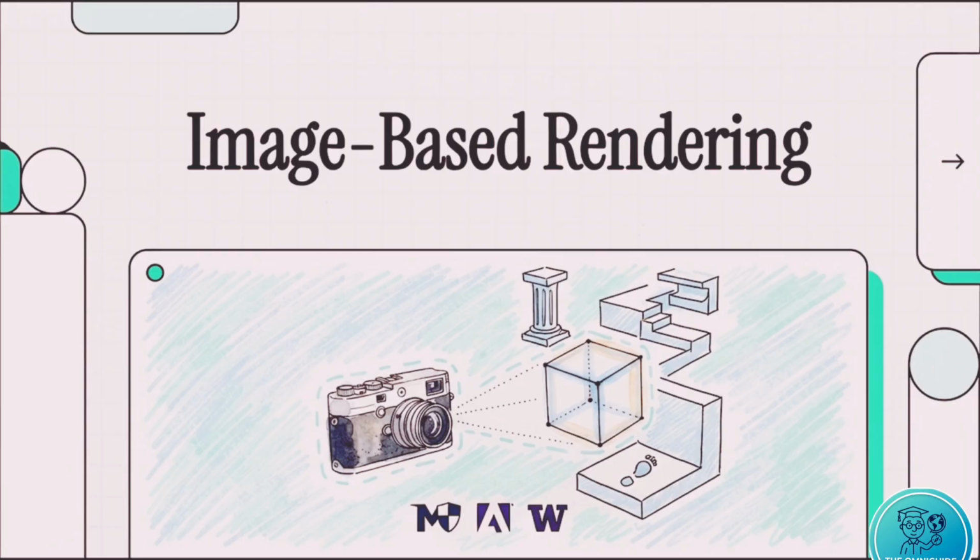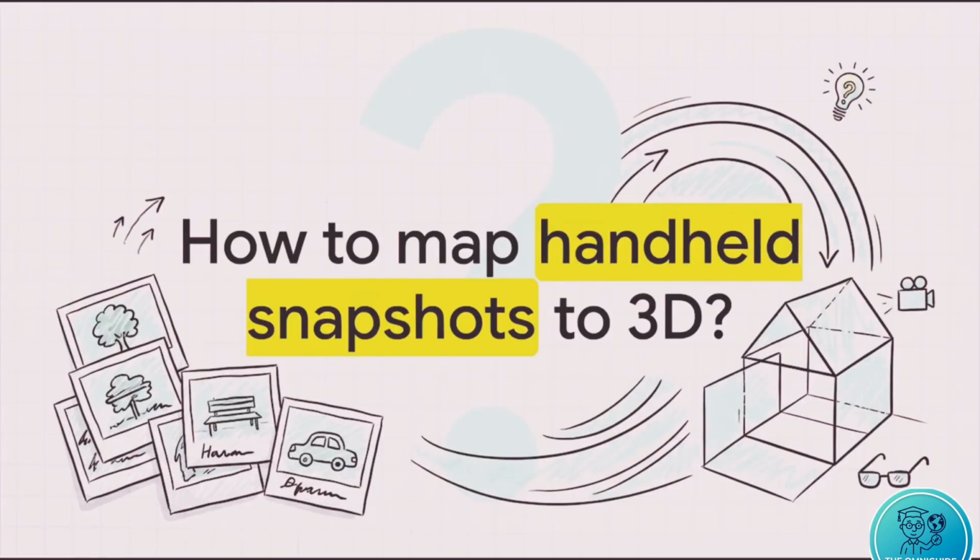So if you've ever looked at an old photo and just wanted to literally step inside of it, well, this is the exact math and computer science that makes it a reality. To really wrap our heads around this, we have to start with the big question. How in the world do you turn a handful of shaky handheld snapshots into a fully 3D explorable world?